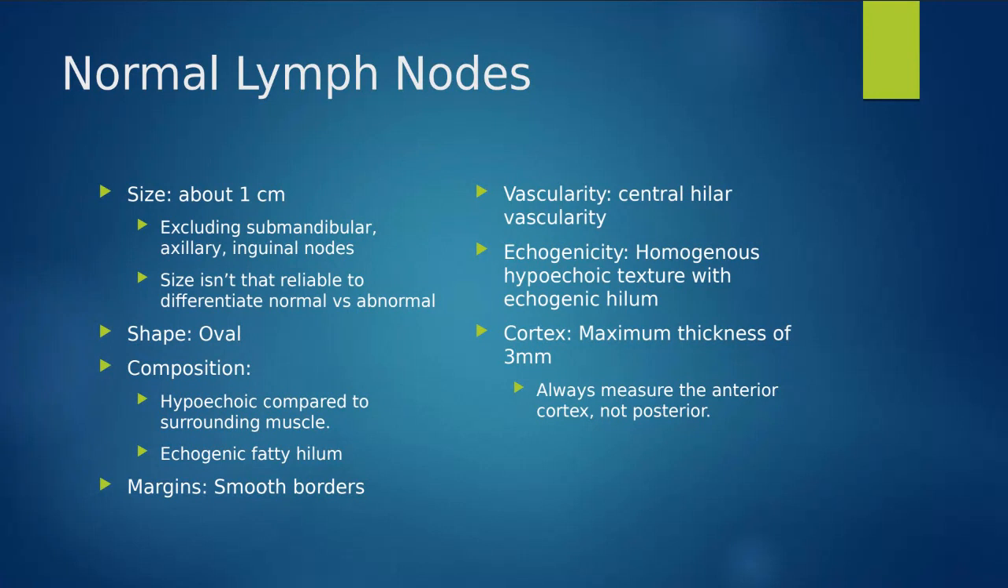Echogenicity: we want to see a homogeneous hypoechoic cortex with an echogenic hilum and medullary region. And our cortex, we want to see it pretty thin for the most part. We don't want to see it any thicker than 3 millimeters, okay?